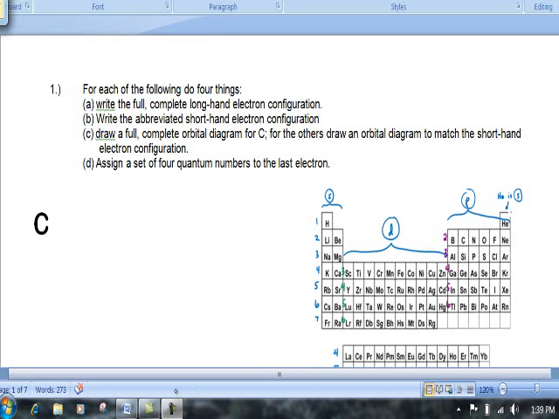Okay, let's take a look at how to solve some of these problems with electron configurations and orbital diagrams. The first one we're going to be asked to do is carbon. It says write the full, complete, longhand electron configuration. What we want to do first is find where carbon is on the periodic table. So we see carbon's right over here. It's at energy level 2 in the p section.